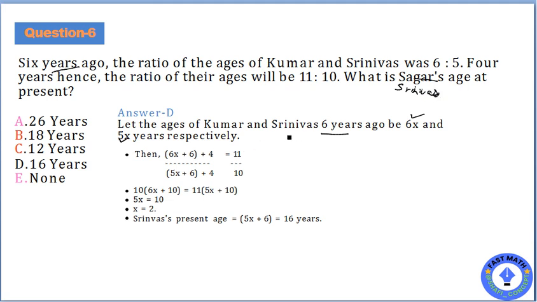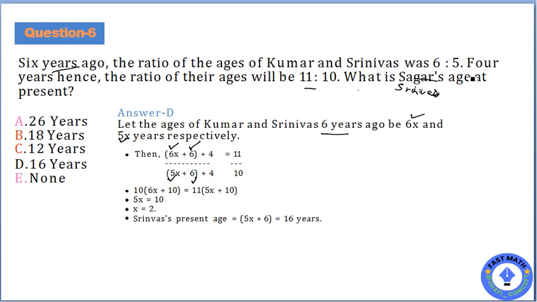As per the problem, let the ages of Kumar and Srinivas 6 years ago be 6x and 5x respectively. It is given in the problem as 4 years hence. That means after 4 years, Kumar's age becomes 6x plus 6. Like that, Srinivas also becomes 5x plus 6. The ratio of their ages will be 11:10.